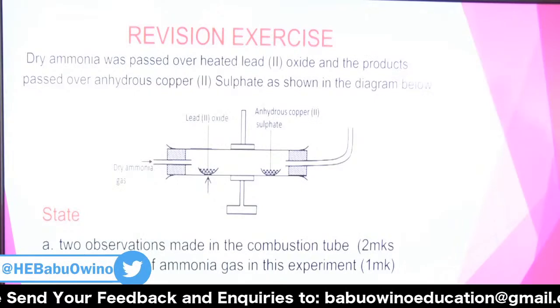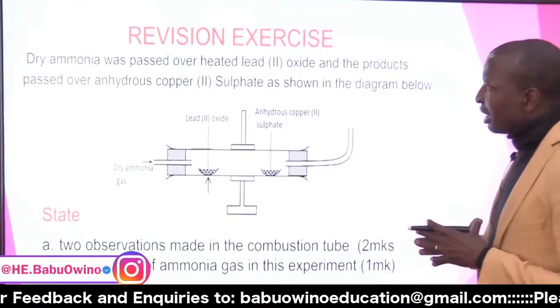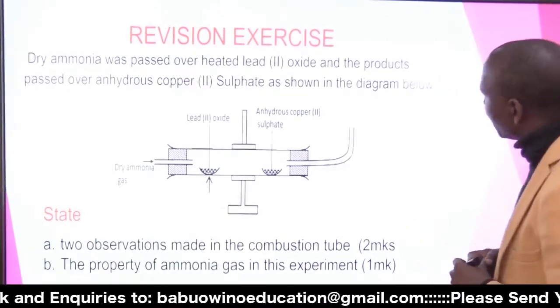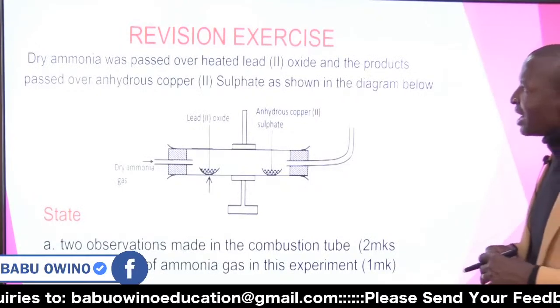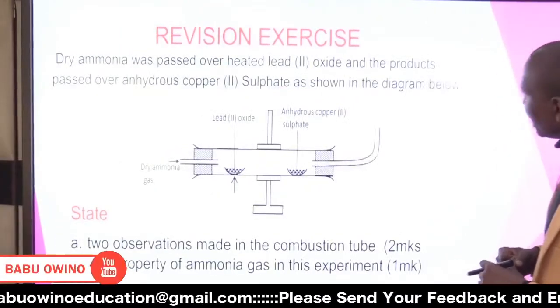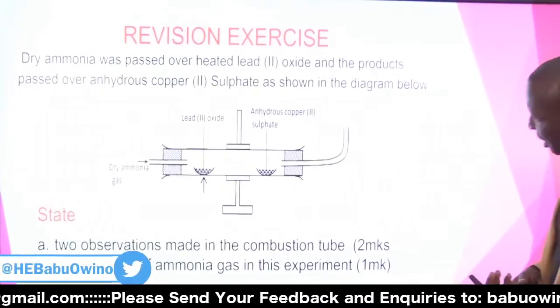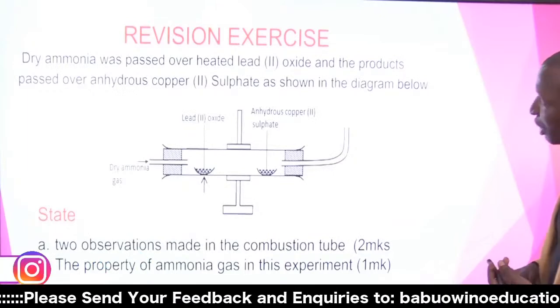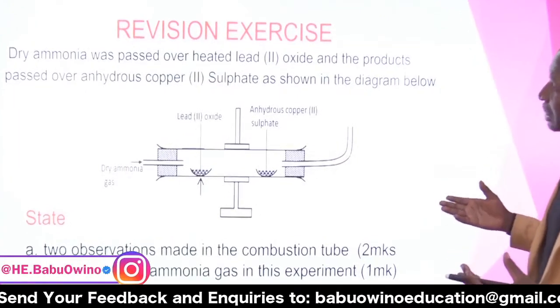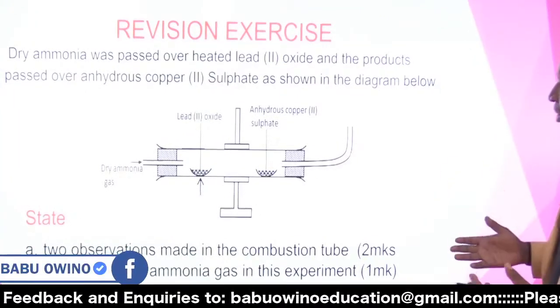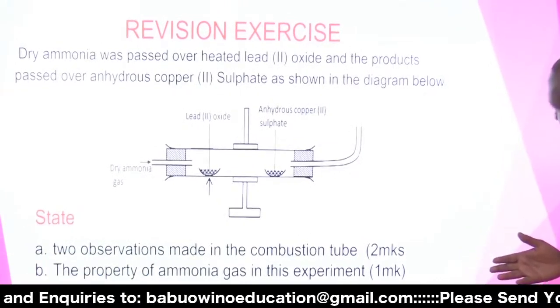So we look at the revision exercise. Dry ammonia is passed over heated lead oxide, and the product is passed over anhydrous copper 2 sulfate as shown in the diagram. So we are reacting this. First of all, you need to know the reaction that takes place. When you pass ammonia over lead oxide, the reaction takes place to form what?